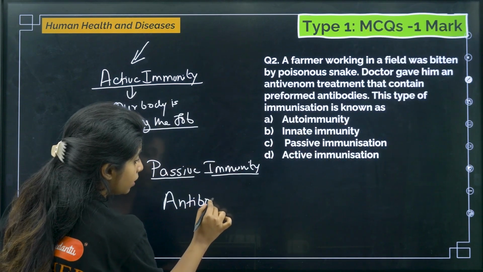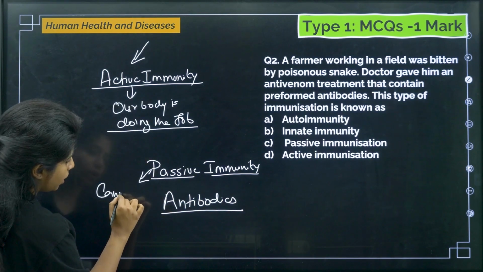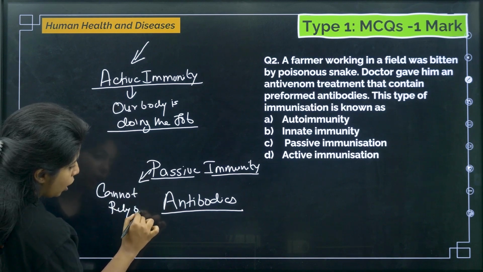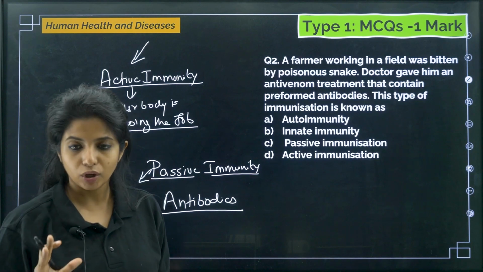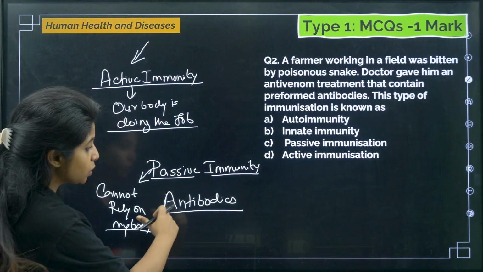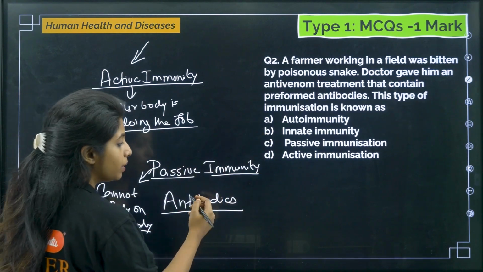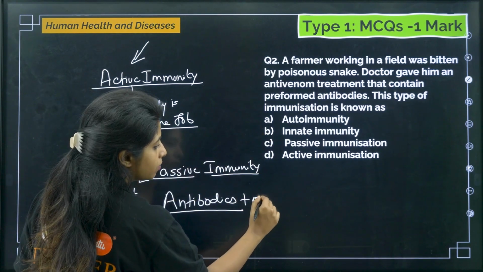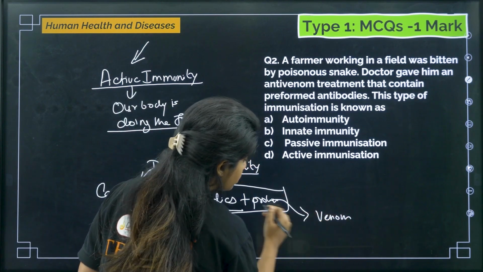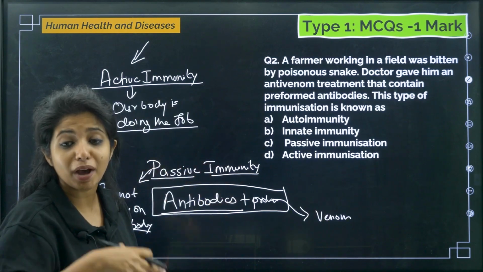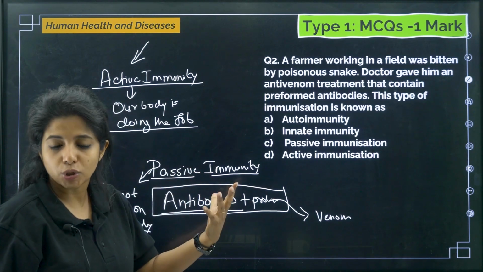I cannot wait for my body. So here I am writing, cannot rely on body. Instead, I am getting things from outside. One is the mother giving the child whatever was needed, that is the antibodies. The next example is this, in the case of anti-venom treatment. What is anti-venom? Basically, it is antibodies plus certain other proteins which will be acting against the venom. So it is already made and kept there. I cannot wait for my body to release things. So this is known as passive immunity, and this whole process is known as passive immunization. What do you call this?